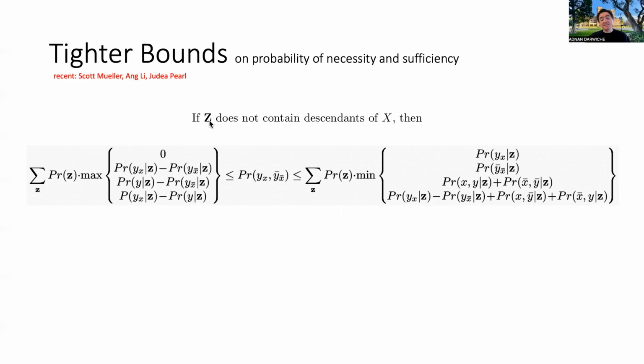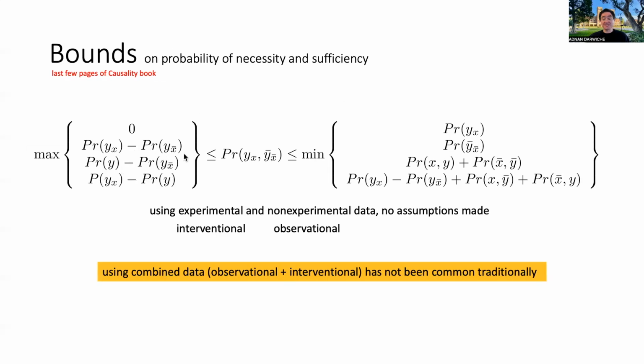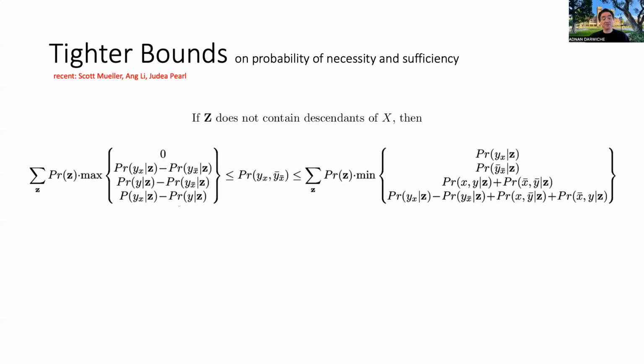It says if z is a set of variables that does not contain a descendant of x, then you have this. Now this is exactly the previous one, but I'm summing over possible values of z here and there. And look what happened. Every quantity now becomes conditioned on z. Compared to this, it's exactly this, except conditioned on z, and now this is what you're getting. And this would give you tighter bounds than before.